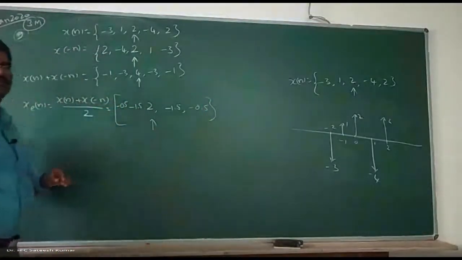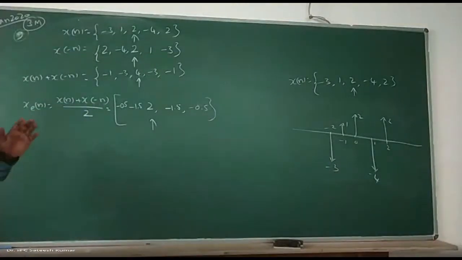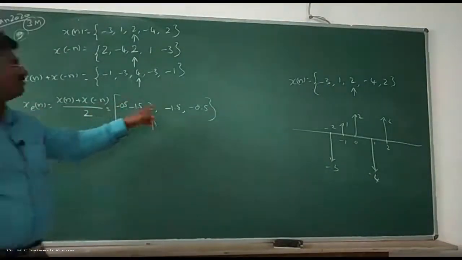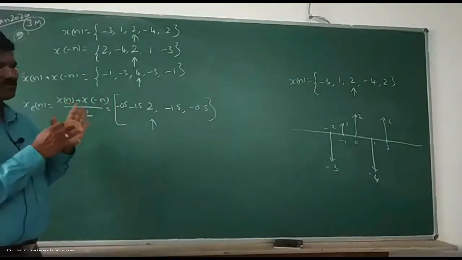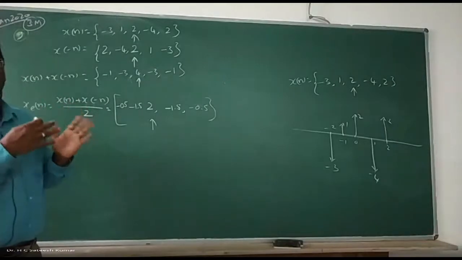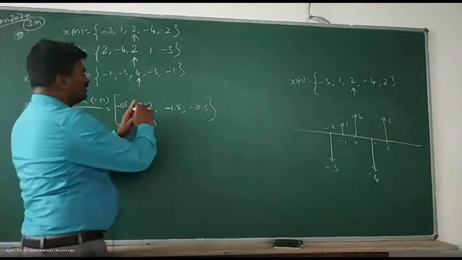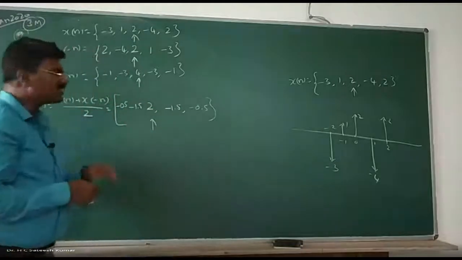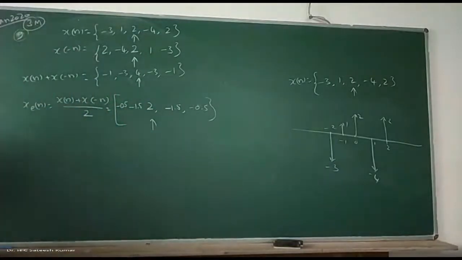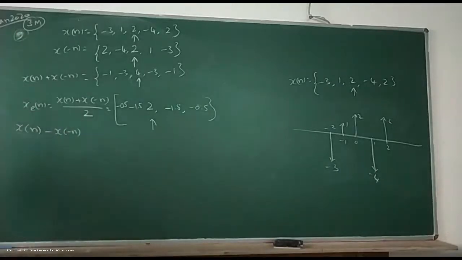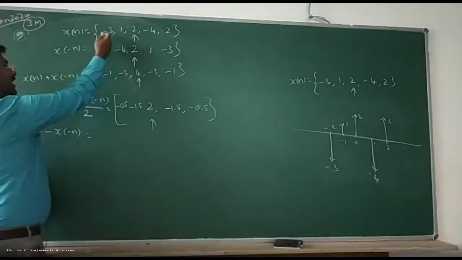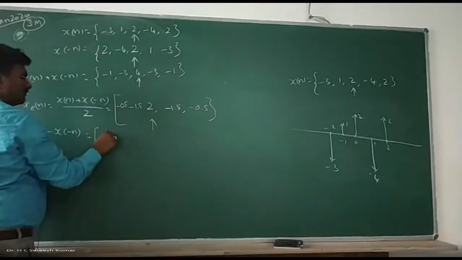Verify the answer: whatever is on the left hand side will be the mirror image of the right hand side. See, -1.5, -1.5, -0.5, -0.5. That's why we said even signals are symmetrical about the origin. The left hand side is the exact mirror image of the right hand side. Now we go for xo of n, which is x of n minus x of -n. Now you subtract these two. What will you get? Subtracting, -3 minus 2 is -5.